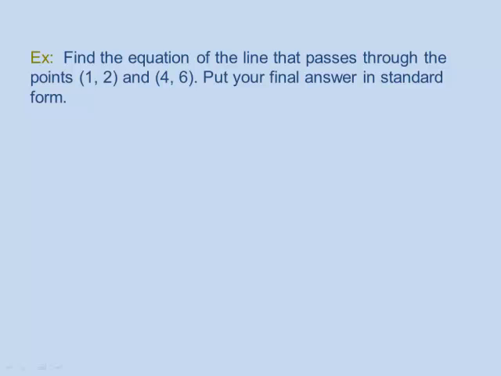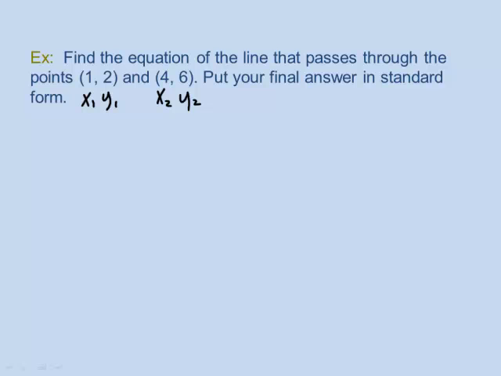For example, find the equation of the line that passes through the points (1, 2) and (4, 6). Put your final answer in standard form. All right. Now this example is different because we're given 2 points instead of a point and a slope. So our first order of business is to take those points and find our slope.